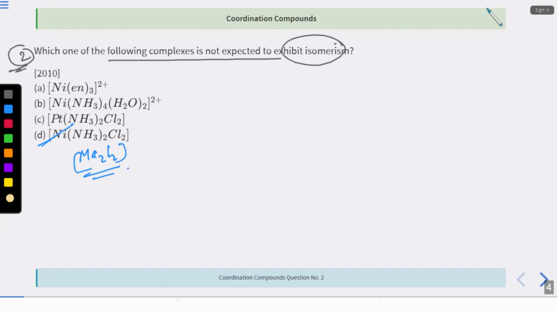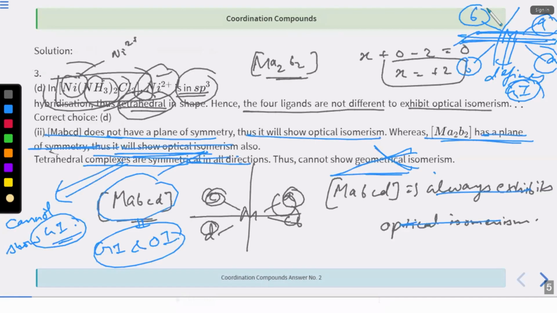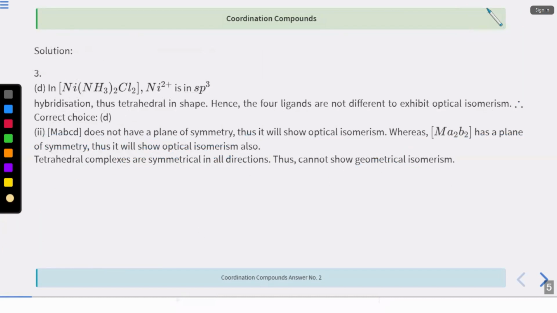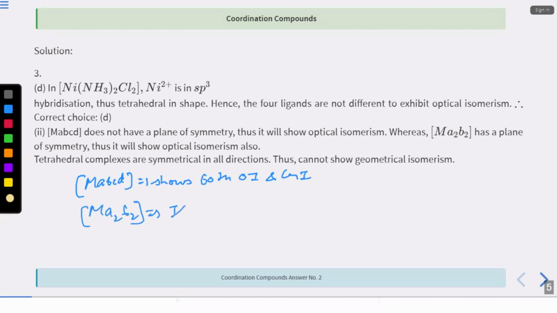Moving ahead. Let me clear the screen so that you can read. Let me summarize it once again. So MABCD type of compounds show both OI and GI. MA2B2 type of compound, if they are tetrahedral, will not show isomerism.